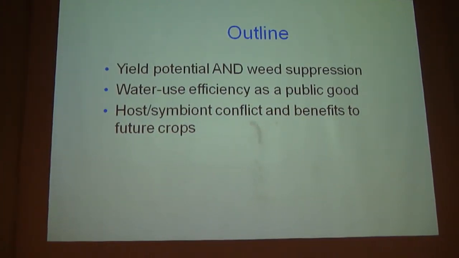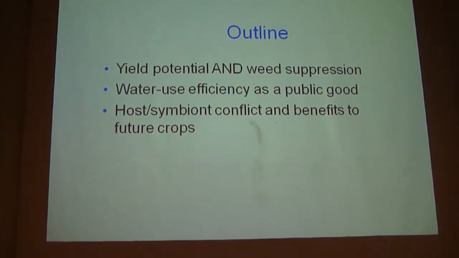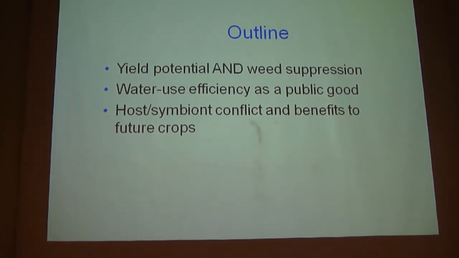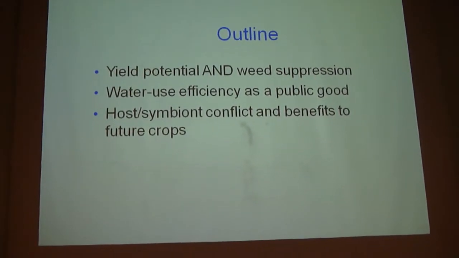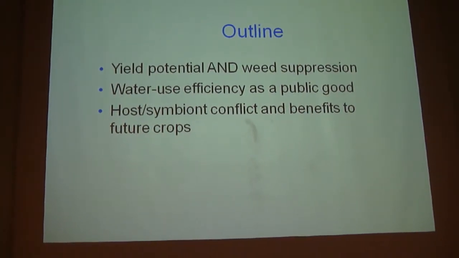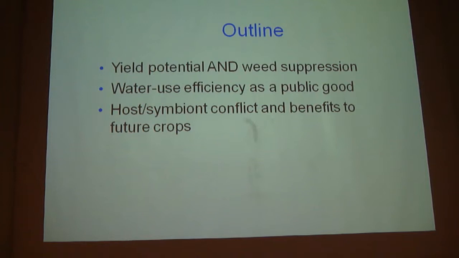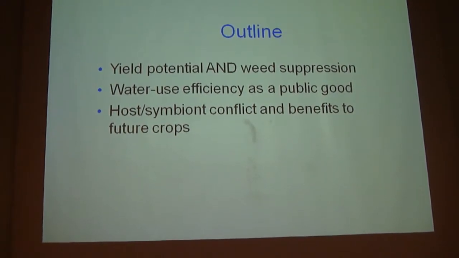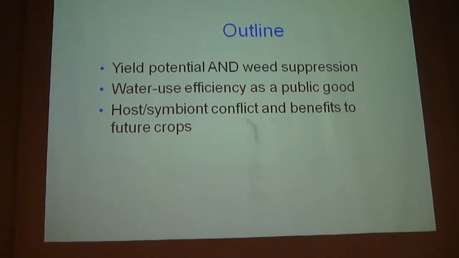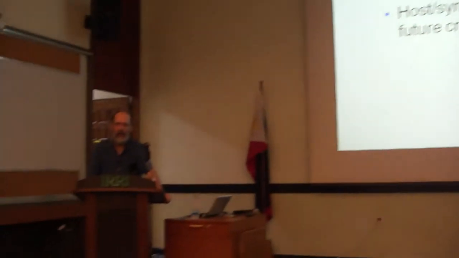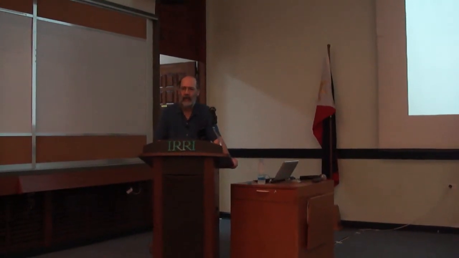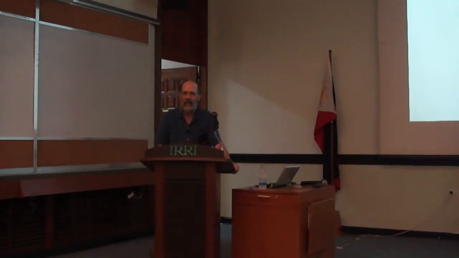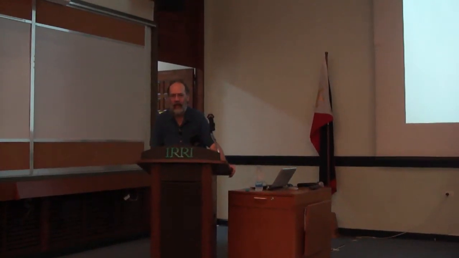Second, possibilities for increasing water use efficiency of a whole crop community that stem from looking at water use efficiency as a public good as opposed to an individual fitness trait. And finally, the prospect for developing crops which would improve conditions for the next crop in a sequence. The particular example of that I'll give is based on interactions between crop plants and microbial mutualists and conflicts of interest between those two parties.